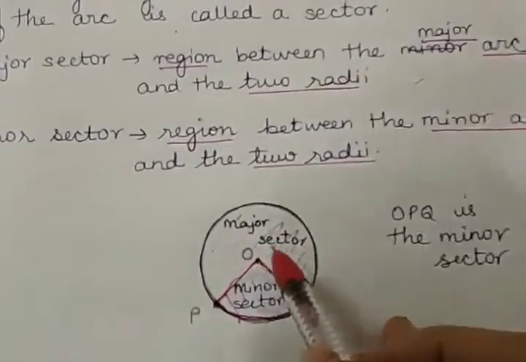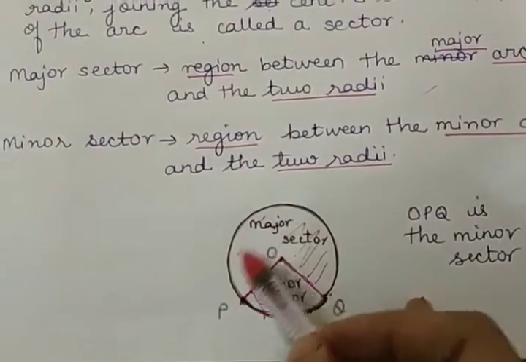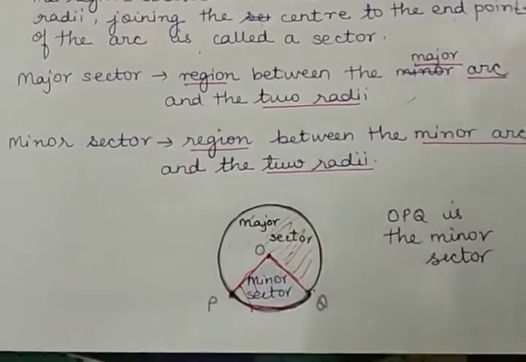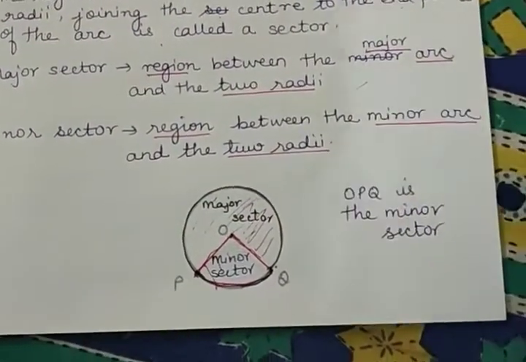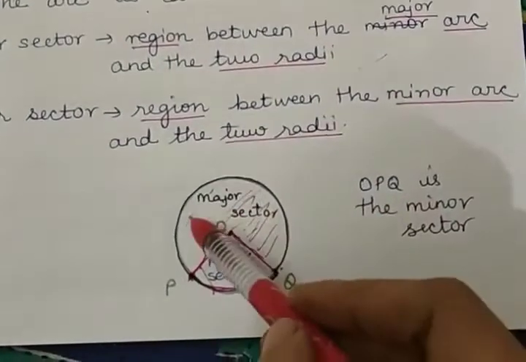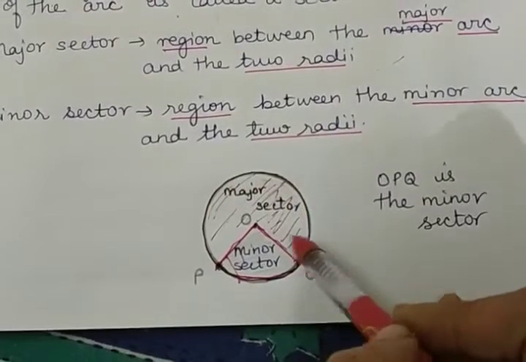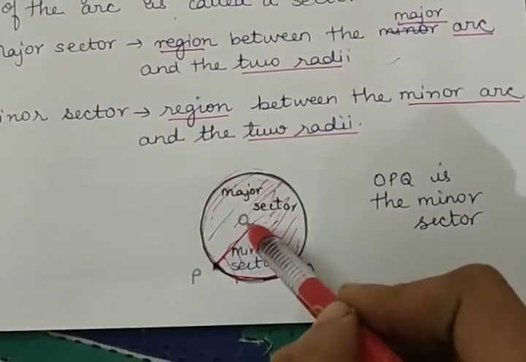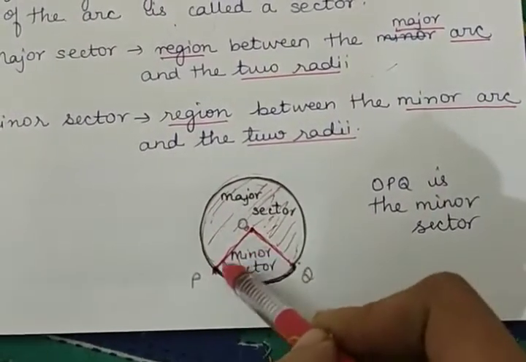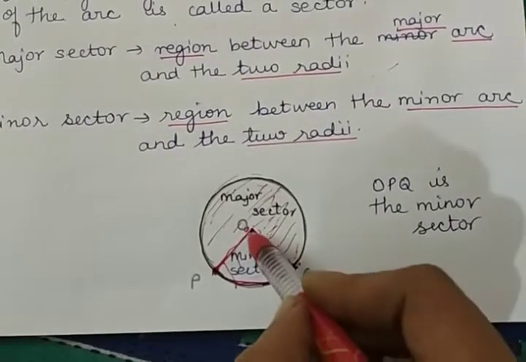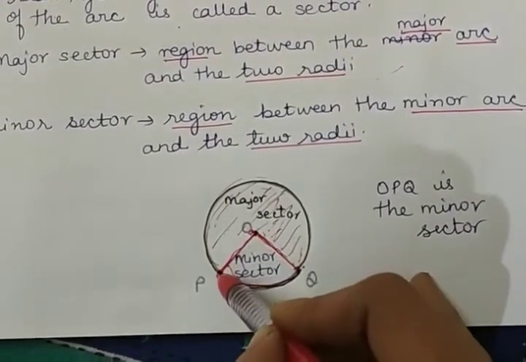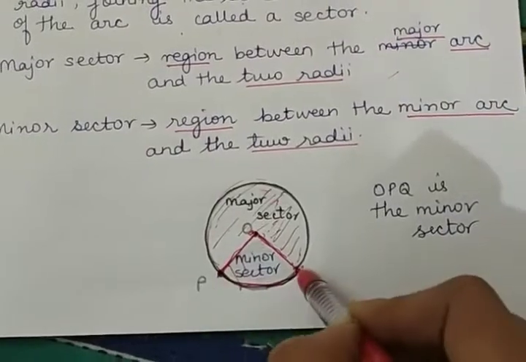So what is a major sector? Here also it is the area. So for segment and sector you have the area. It is the region between the major arc and the two radii, and these two radii are such that they join the center with the endpoints of the arc.